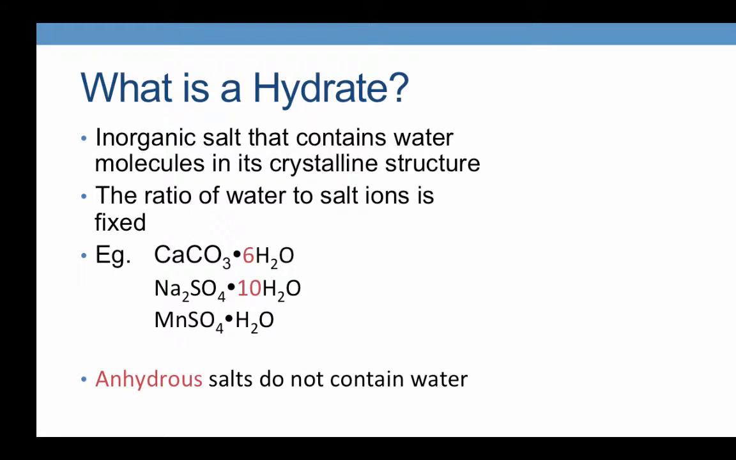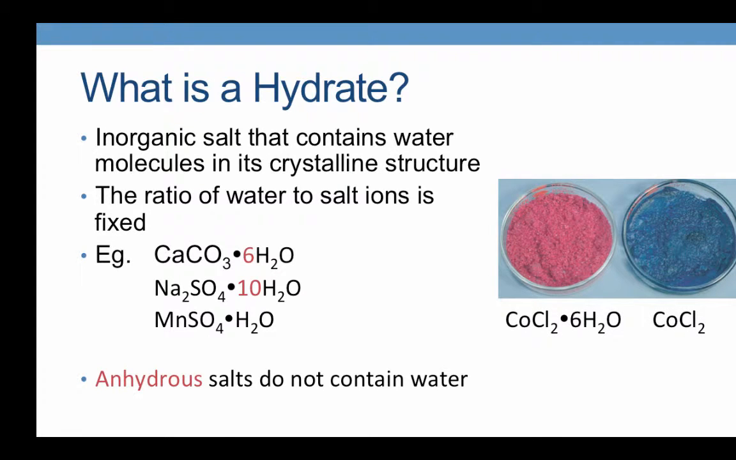When the water is removed from these hydrates, they are called anhydrous salts, meaning do not contain water. An example of what this might look like is given here, where the hydrate, cobalt chloride hexahydrate, has a lovely fuchsia color. And if the water is removed by evaporation, we have the anhydrous salt, cobalt chloride, which is a deep blue color. Not every hydrate loses its color or changes its color upon becoming anhydrous. However, it is a good sign that all of the water has been removed if we do see this color change.